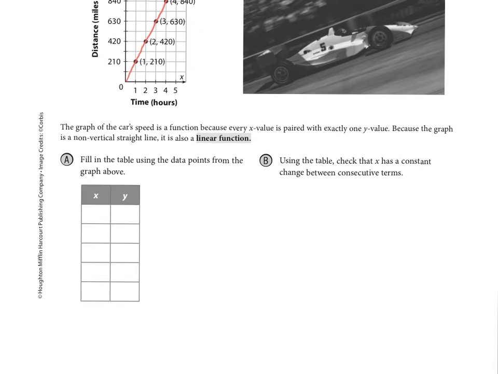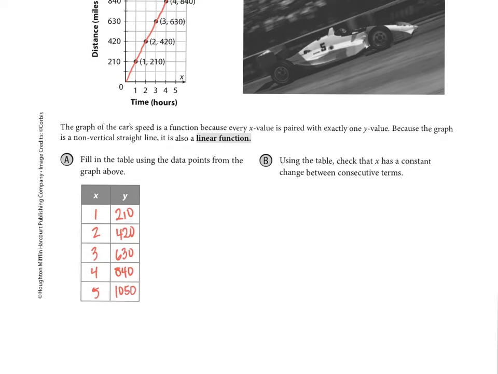Part A asks us to fill in the table of data points. So I know that my x values are going to be 1, 2, 3, 4, 5. In 1 hour, 210 miles. Then we have 420. Then 3 hours is 630. And then 840. And finally 1050.